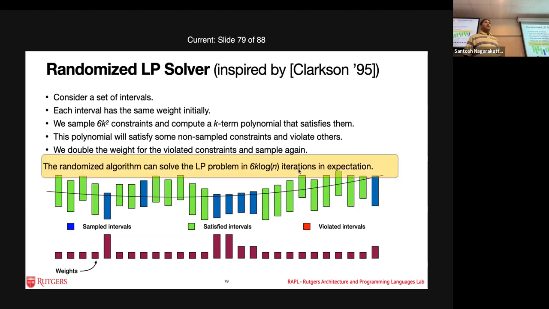So this algorithm solves the problem when the system is full rank. This randomized algorithm terminates in 6K log n iterations, where K is the number of terms in your polynomial, and N is the total number of constraints. And this is a worst case bound. In practice, we do it in like 600 iterations, we can solve like 4 billion constraints. So it's much faster in practice.